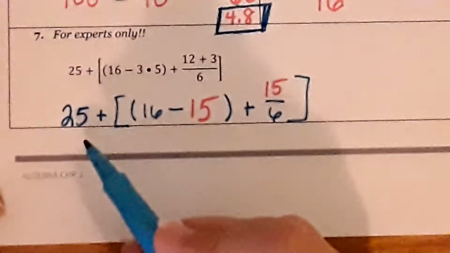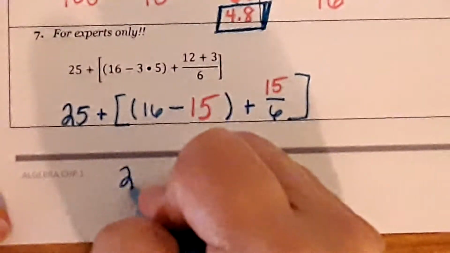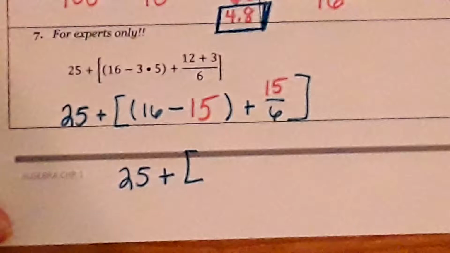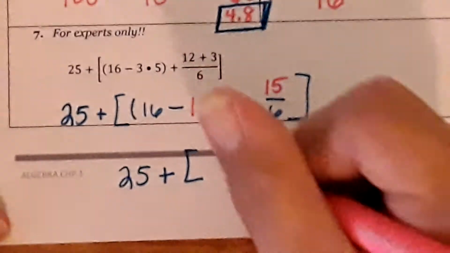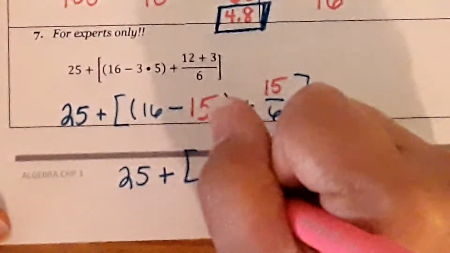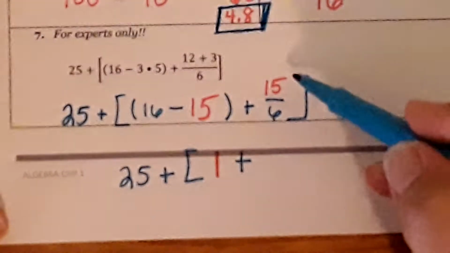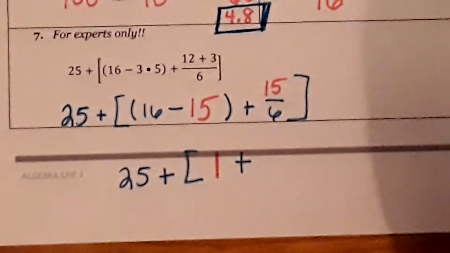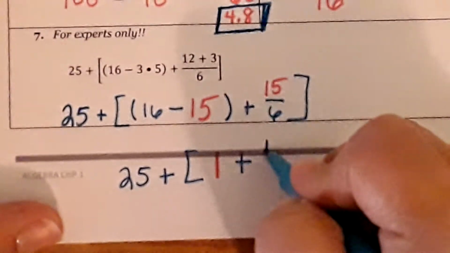Are we going to do anything with the 25, you guys? Do we do anything with the 25? No, you're absolutely right. The 25 stays the same. The addition symbol. What about this 16 minus 15? Yeah, what do you get? What is 16 minus 15? Did you guys get 1? Did I wait long enough? You can always pause it. This plus sign. But you guys, 15 over 6, that is not a good number. We could reduce it. We could divide it by 3, or we could leave it as 15 over 6.